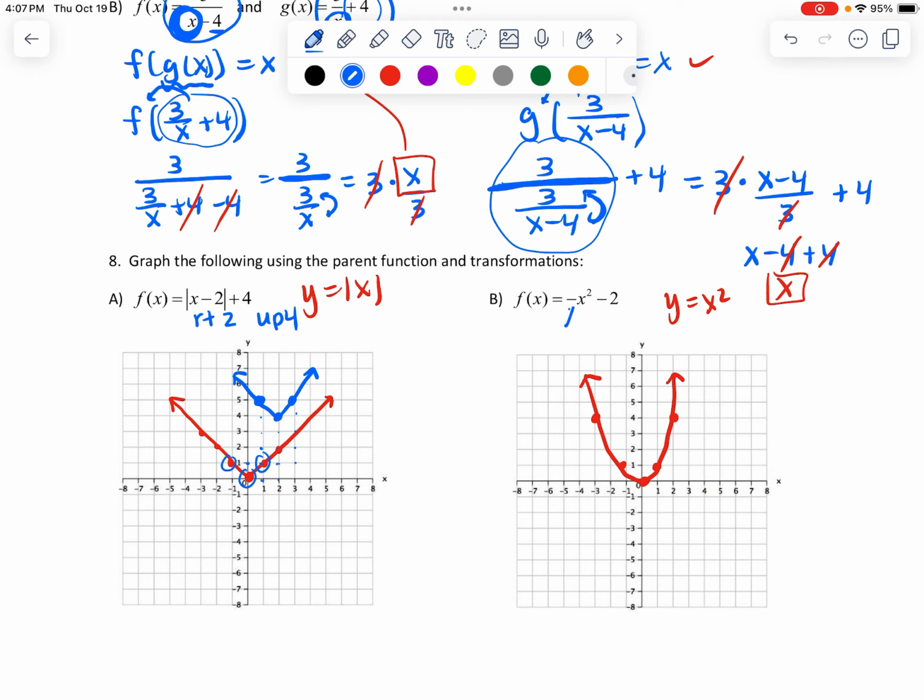So there's a negative on the outside, which means that we have a flip over the x-axis. And then there's a -2 there, which means we're going to go down 2. Okay, so if I flip this over the x-axis, you guys, it's just going to go facing in the other direction, right? It's going to do something like this. So flip over the x-axis makes my parabola look like this.